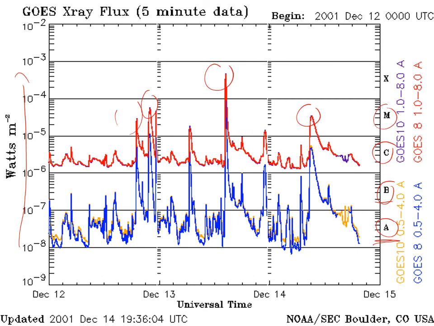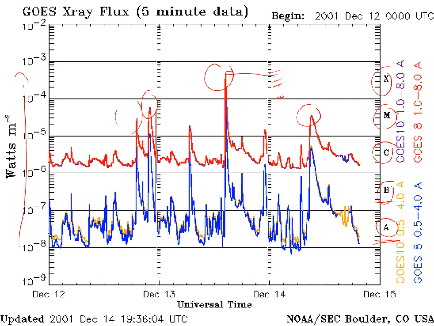An M type is 10 times a C type, which is 10 times a B type, which is 10 times an A type. So that means it's going to be 10,000 times bigger than an A. An X type flare is a huge flare, and that's 10 times an M type. So this flare up here would turn out to be something like, well, this right here is an M1, M2, X1, X2, X3, X4, X5. So that's between an X4 and an X5 flare.